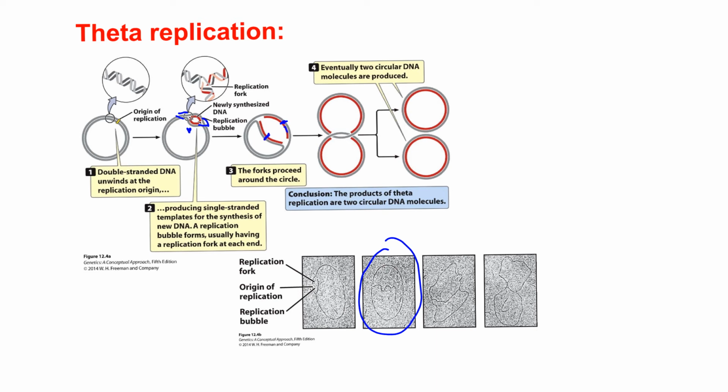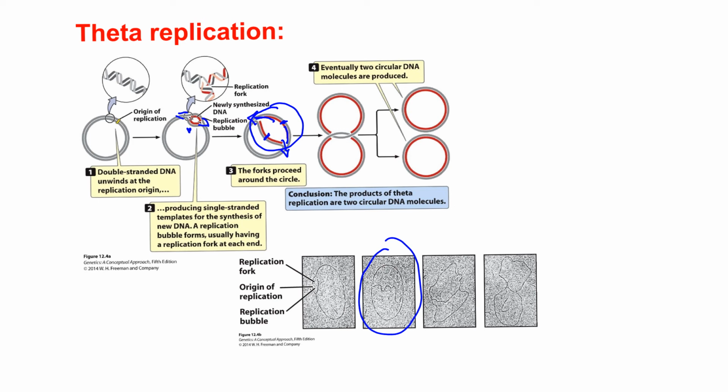As it continues, it forms what we call a replication bubble. And the replication bubble is actually a place where the two old strands are unwound and where the new DNA strands are synthesized, and this continues in both directions. So basically there are two replication forks, and this synthesis of new strands continues until eventually two circles are produced.